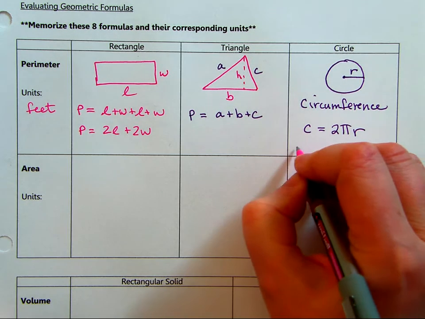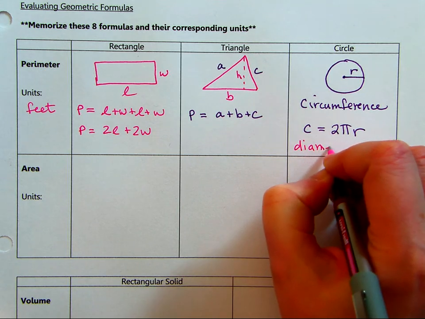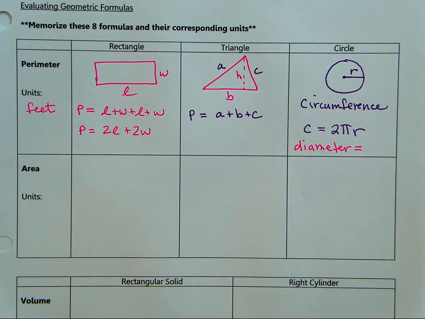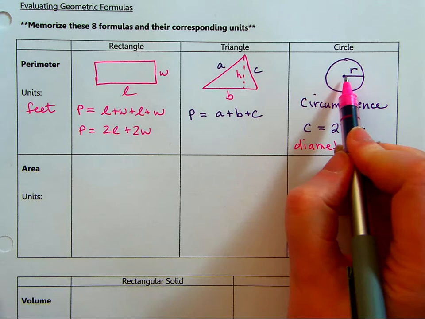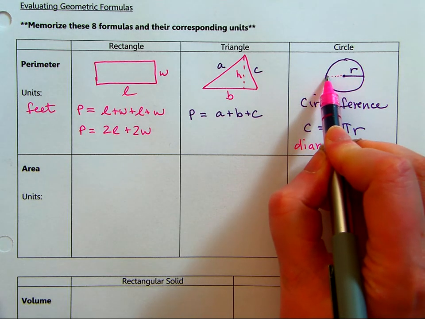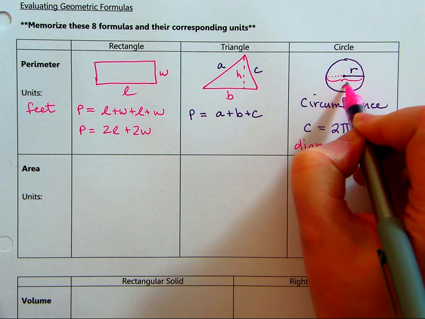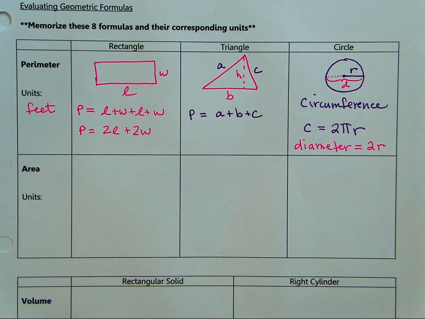And also, let's say if they give you the diameter. Pi r squared, that's the area. But the diameter is the whole way across. It's 2r. So think of 1r here and 1r here. So another way to write the circumference is pi times d. Because the 2r is the diameter.